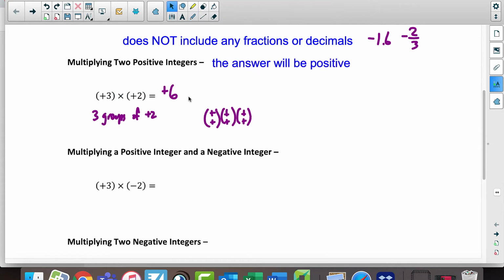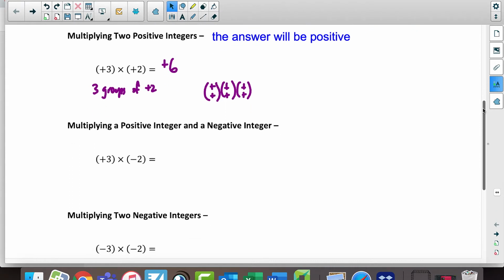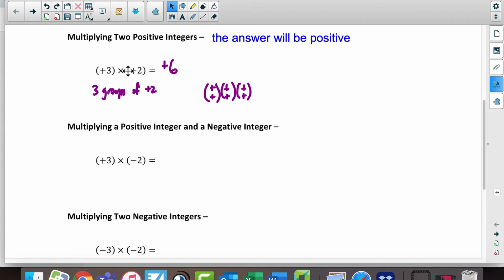You get a positive. The answer will be positive. That's the way it was back in grade 2 or 3 or whenever you learned multiplication, and it's still that way. Now, what about if you have a positive times a negative? Well, in this case, you have +3 times -2. That means 3 groups of -2. So what would that look like?